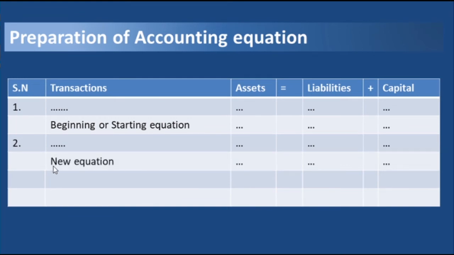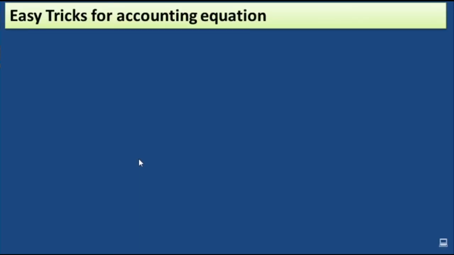The sum of the second transaction, new equation. At last, the final or the ending transaction. We will terminate the accounting equation with the final or the ending equation. Easy trick for accounting equation.